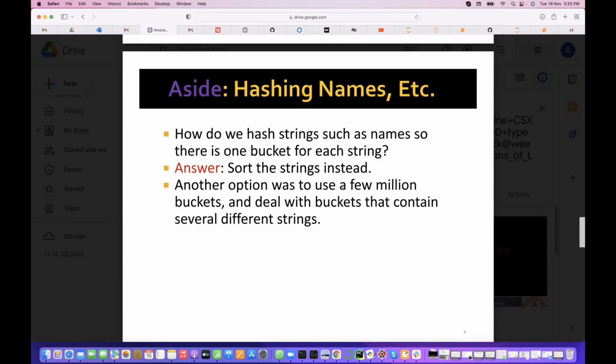Another option was to use a few million buckets and deal with buckets that contain several different strings. So one way is to get the address, supposing the address is a big string. They might miss the house number, something misspelled or changed, whatever it is. The area may not change sometimes. So then you can use your shingles, all those things. What is the advantage of shingles? When 1 or 2 letters change by mistake, what will happen when you take the shingles?